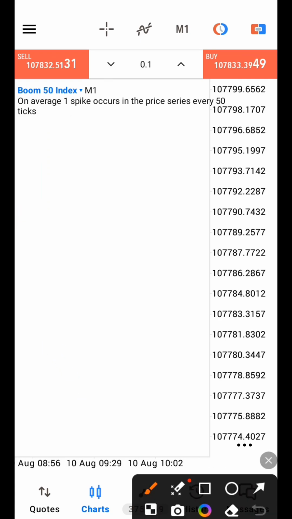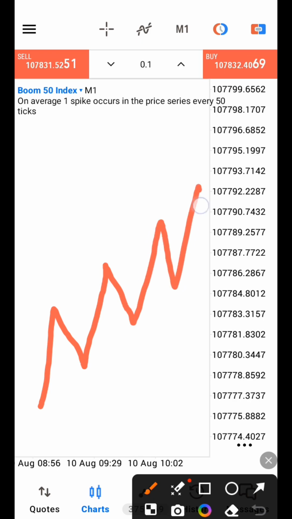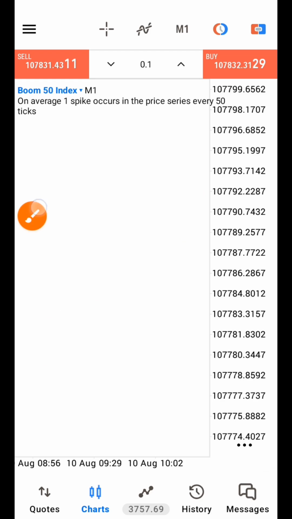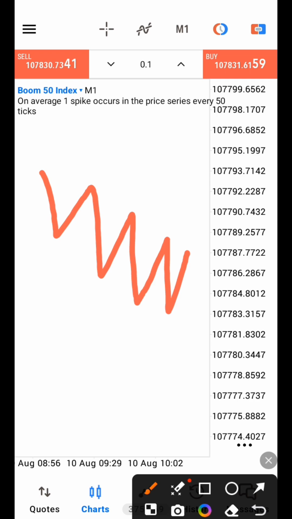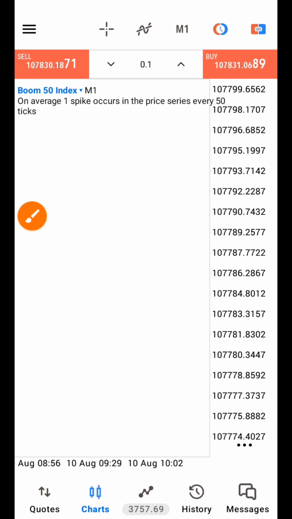The first thing to know is the market structure. If you don't know what market structure is, just listen attentively. Market structure means market movement. If the market is in an uptrend, it keeps creating higher high and higher low. And if the market is in a downtrend, it keeps creating lower low and lower high. This is called market structure. You understand?